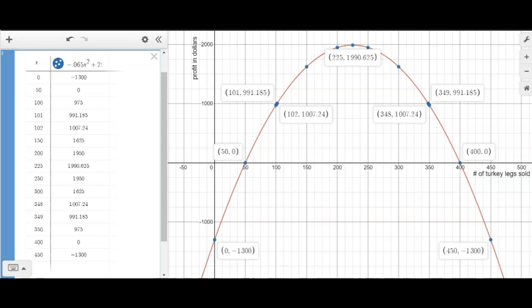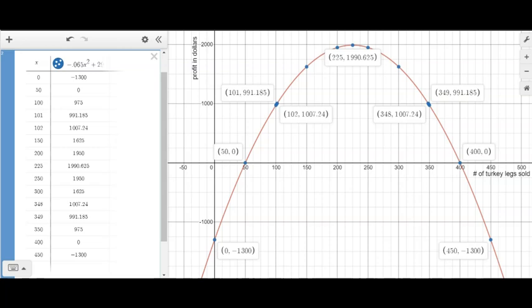We can see our vertex up here, or our maximum. The maximum is when we sell 225 turkey legs, for a maximum profit of $1,990.63. Notice we're going to round that to the nearest hundredth because we're talking about money. So the interval of increase is everywhere from our y-intercept up to our vertex, or from 0 to 225, and our interval of decrease is from 225 really to 400, because after that we're no longer making a profit.